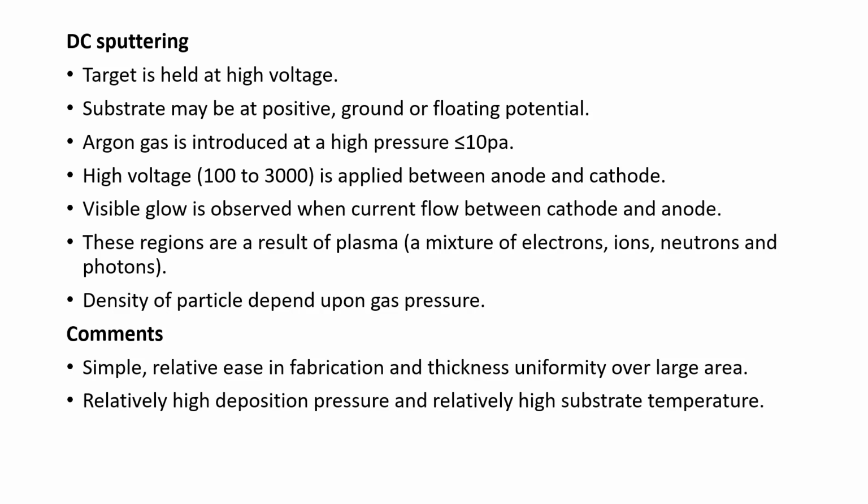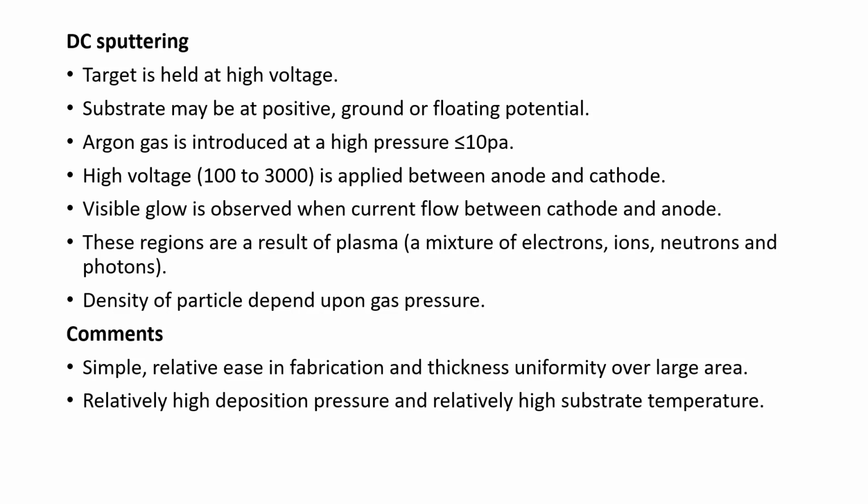A high voltage of 100 to 3000 volts is applied between anode and cathode. A visible glow is observed when current flows between cathode and anode. This visible glow is due to plasma. These regions are a result of plasma, a mixture of electrons, ions, neutrons, and photons. The density of particles depends upon gas pressure.